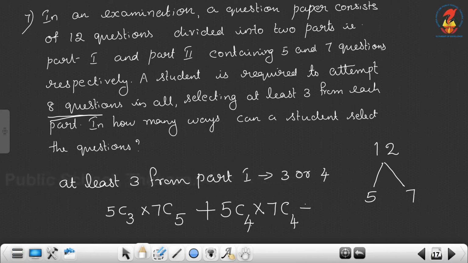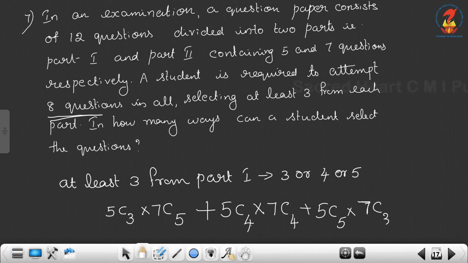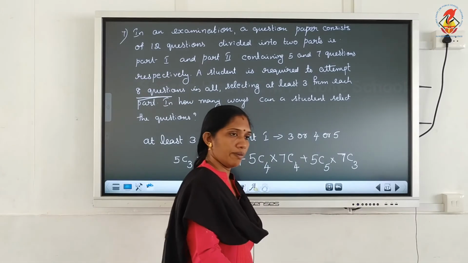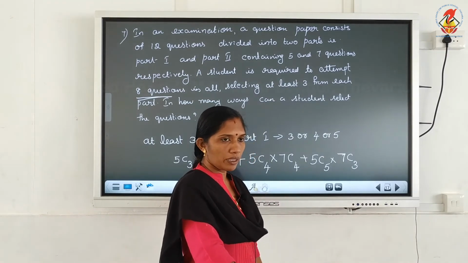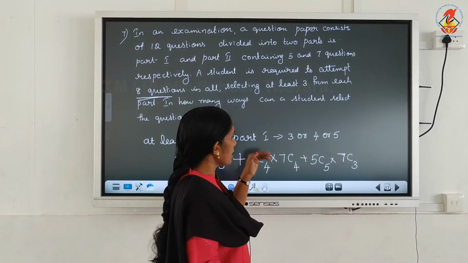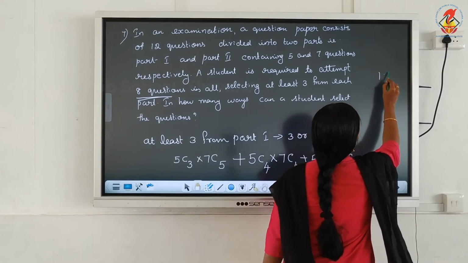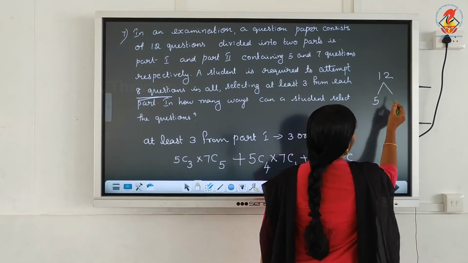Or what is the other case? Or 5 from part 1. So from 5 selecting 5, and the remaining how many questions? 3 questions, the remaining 3 questions from the next part. Okay, so 5 plus 3 is 8. Is any other case possible? At least 3 means 3 or more. It is 5 and 7.